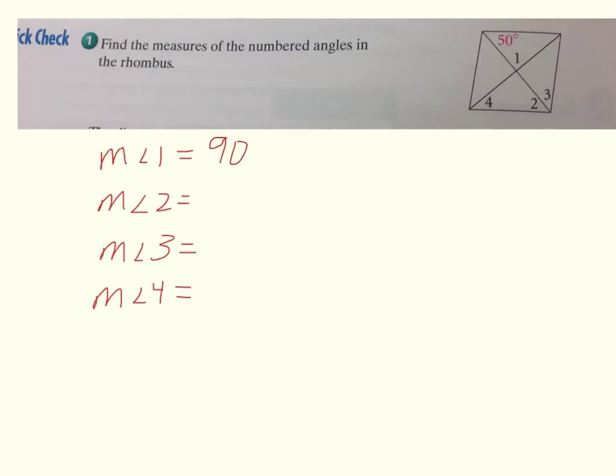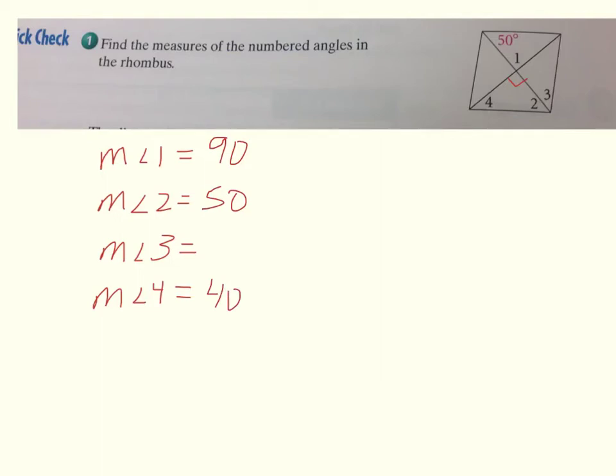Measure of angle 2: since it's a rhombus, it's a parallelogram, and if parallel lines, alternate interior angles are congruent, so the measure of angle 2 is going to be 50. Well, if angle 1 is 90, then this angle's got to be 90. Again, the diagonals of a rhombus are perpendicular. So angle 4, we can then get to be 40.